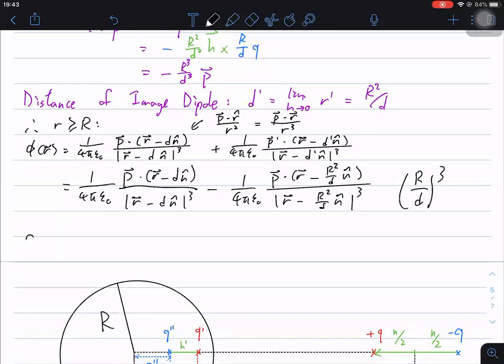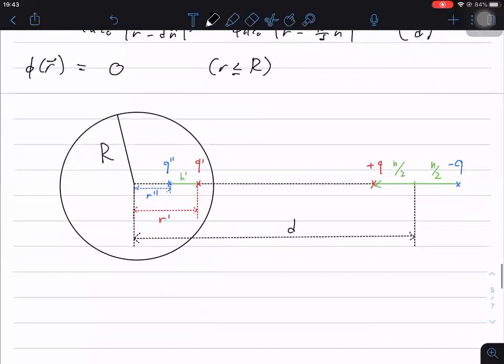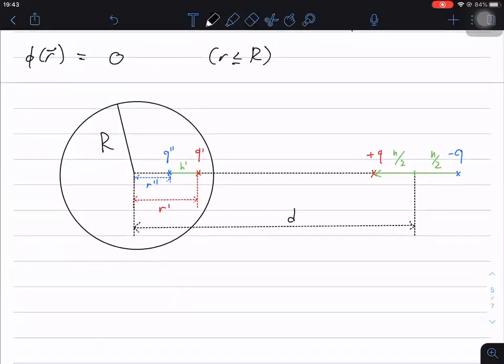And don't forget, for the potential inside the sphere, we have 0, because we are only using image charge for the region outside the sphere. The potential on the surface of the sphere is 0, so the potential inside is basically 0.